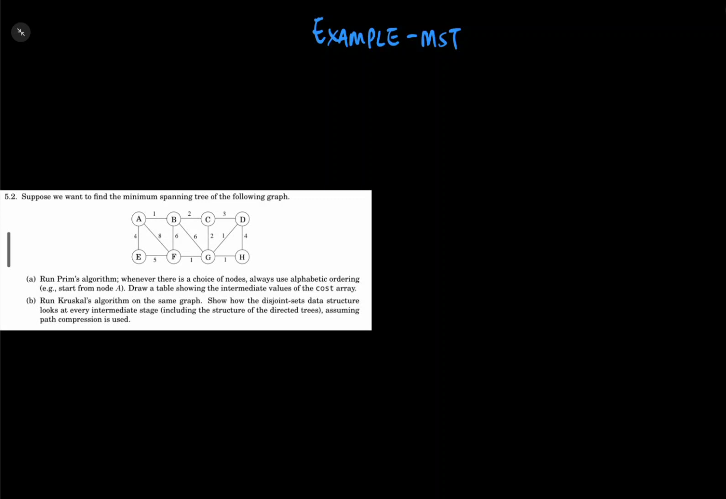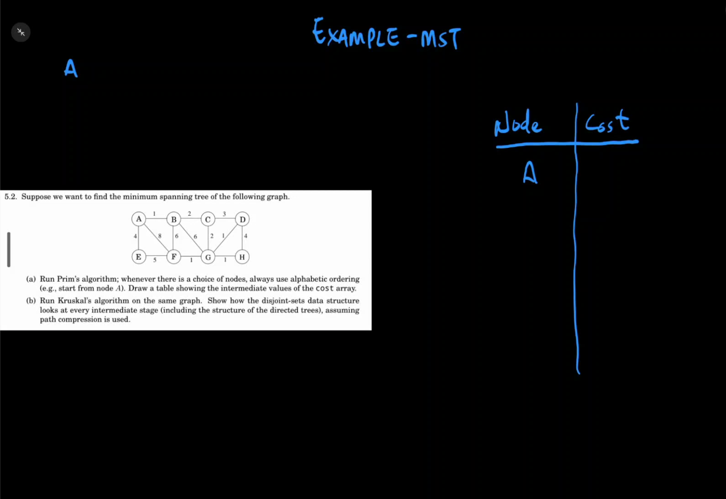So let's put down that table first. We have, let's call this the node, and let's call this the cost. So we want to start from node A. You remember for Prim's algorithm, we start with one vertex. Since we are going in alphabetical order, let's call that first vertex A. What Prim's algorithm says is you start from one vertex, you attach the cheapest edge that does not form a cycle.